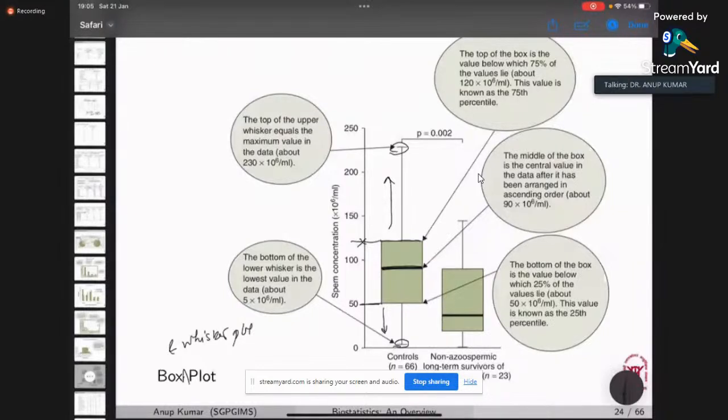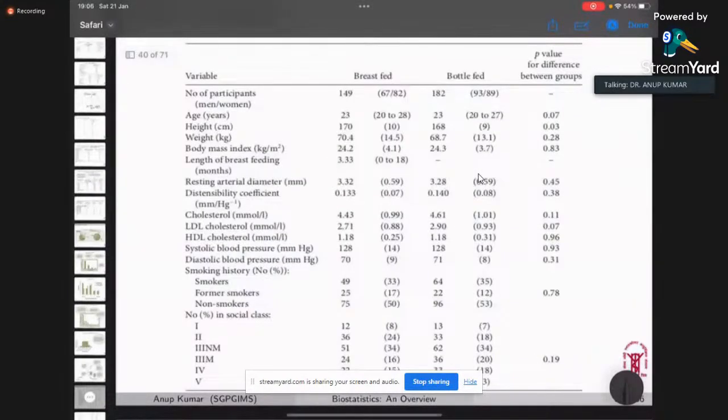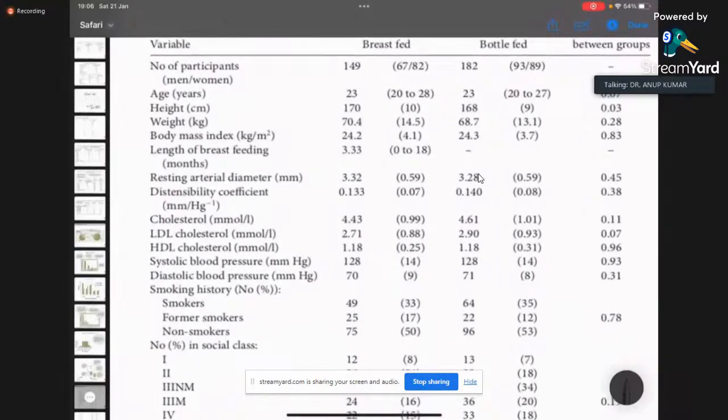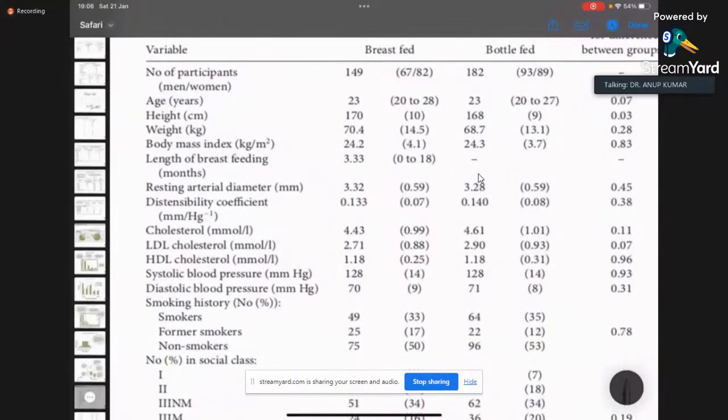Now, since we are discussing the graph and table, usually the table which you observe in a research article is something like this. You can see the table, and you should also learn by the end of this workshop how you can prepare this table. So the first column is the variables, the second column is one group, the third column is another group, and the last column is going to tell whether there is any significant difference between these two groups or not.